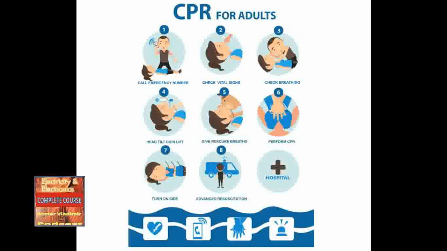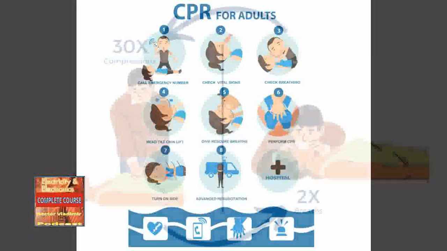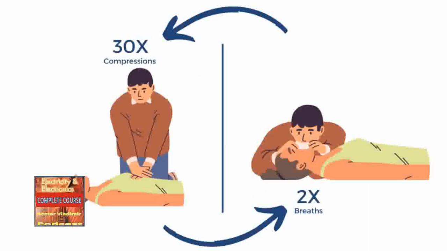To administer CPR, you will need to ensure the airway is clear. With the victim lying on his or her back, tilt the head back and lift the chin. Place your mouth over the victim's mouth and give 2 short breaths. Position your hands in the center of the victim's chest and firmly press down rapidly 30 times. Continue with 2 breaths followed by 30 pumps until help arrives.